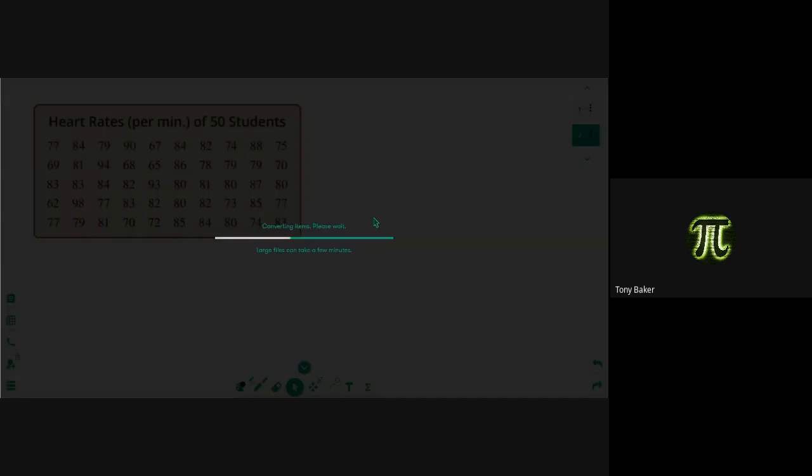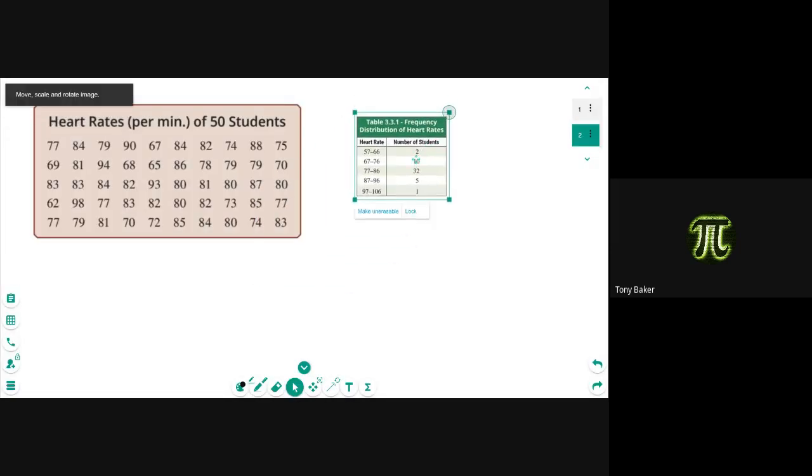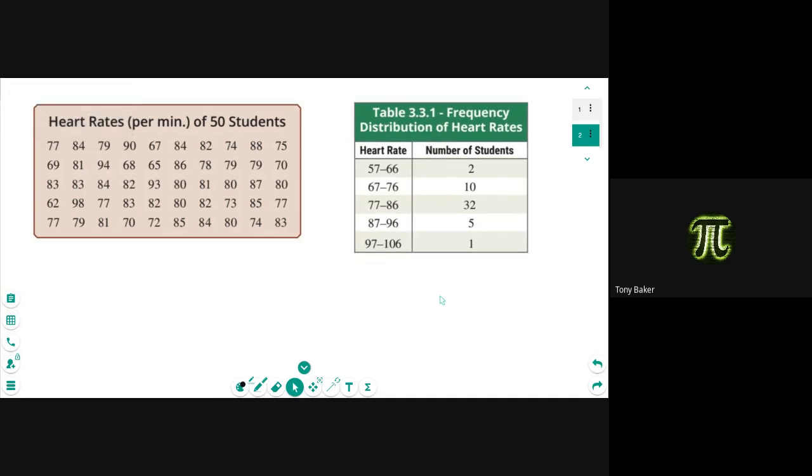Okay. So when you're creating a frequency distribution, look at one briefly so we can see about what it looks like. Remember I said most of you probably would have done it by tens. This is a sample that's done by tens. So they decided to go from 57 to 66, 67 to 76, and so on and so forth.